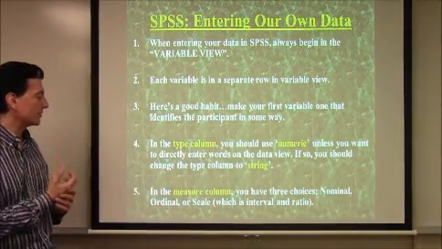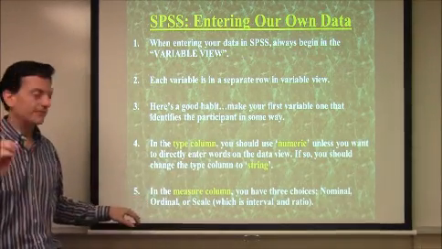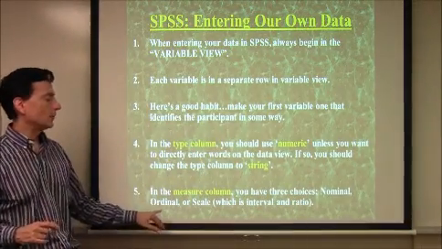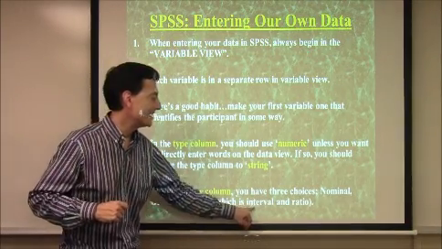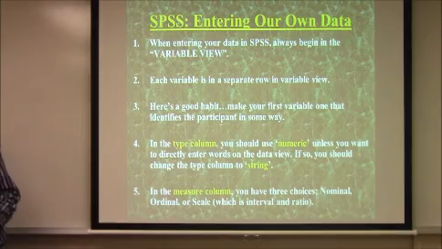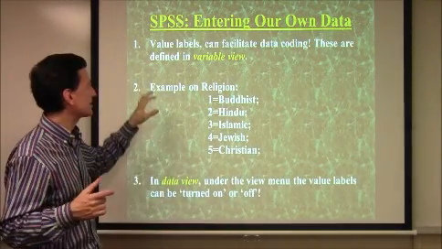Okay? So we'll click on the string option there, and then on the far right-hand side of our variable view, we get to specify whether we have a nominal scale, an ordinal scale, or as SPSS calls it, a scale, which is to say interval or ratio. SPSS puts the two of those together. Okay, so we'll take an example here, and then we'll go out to SPSS.